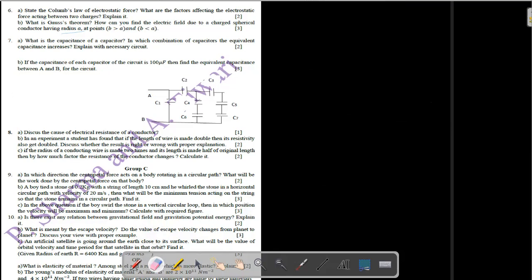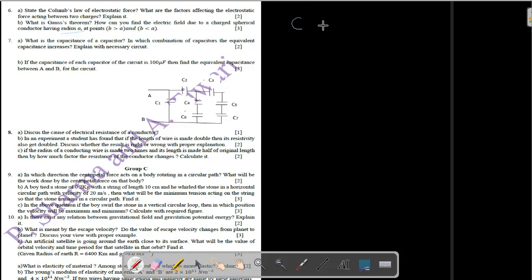Now let us move to the question 7. And 7a, it is given what is the capacitance of a capacitor. Of course, capacitance is the property of capacitor by virtue of which it can accumulate or store charge over it. In which combination of capacitor the equivalent capacitance increases?